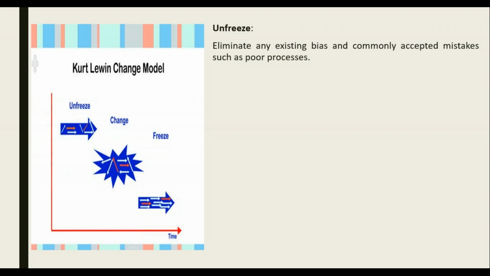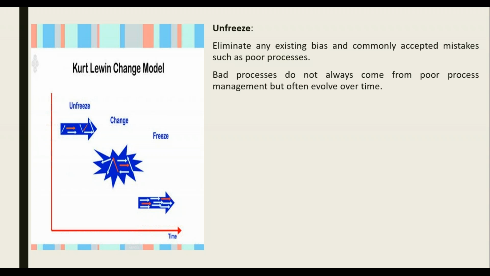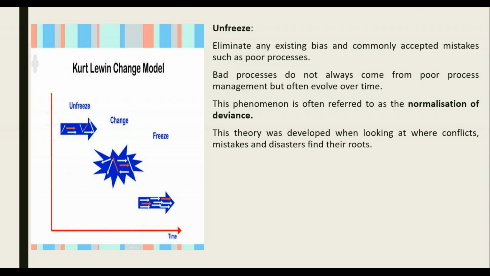The problems are not necessarily the fault of design. Bad processes don't always come from poor process management, but they often evolve over time. This phenomenon is often referred to as the normalization of deviance, and was a concept developed by American sociologist Diane Vaughan. She developed this theory when looking at where conflicts, mistakes, and disasters find their roots, and she holds that the source of these phenomena lies in the environments in which they occur.